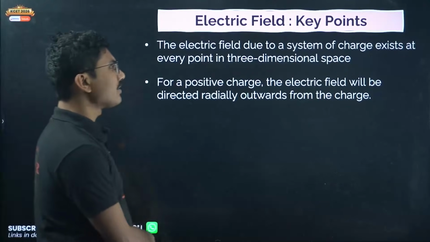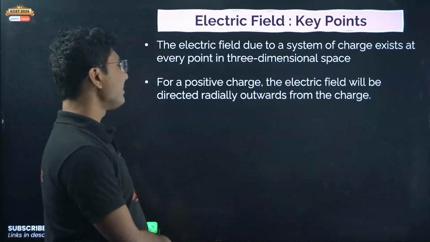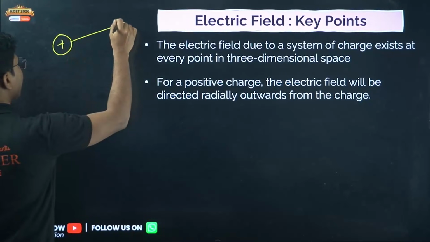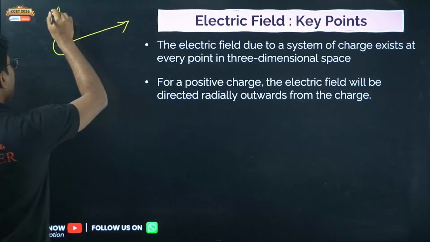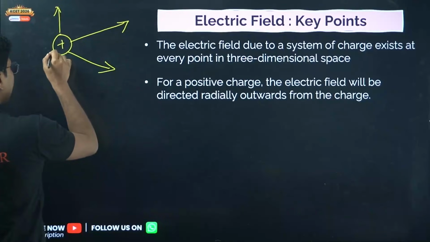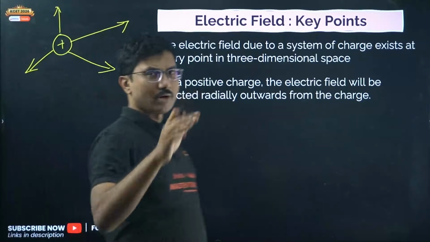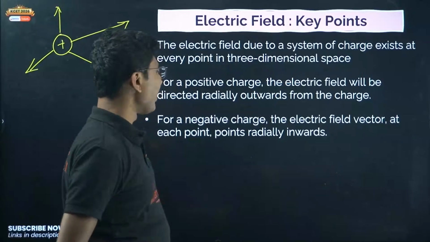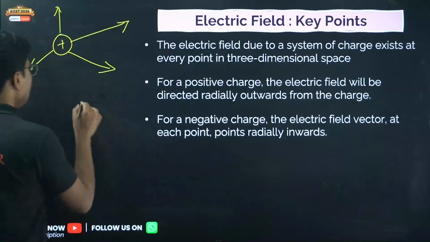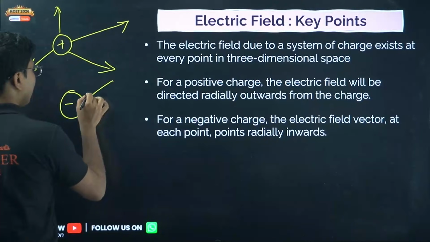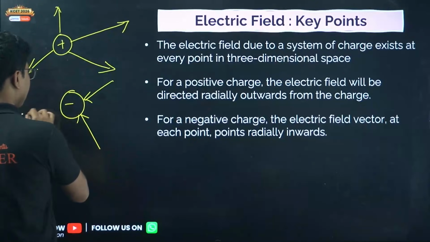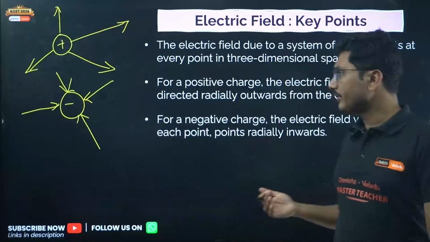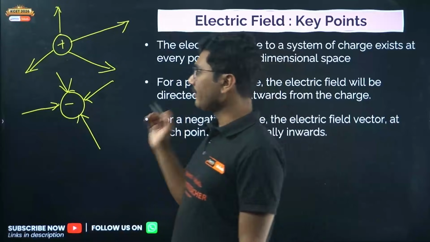For a positive charge, the electric field will be directed radially outward from the charge. These are not the properties, by the way. These are just the points that you have to remember. For a negative charge, the electric field vector at each point points radially inward. So if the charge is negative, the electric field always points in the inward direction, that is towards the negative charge. If the charge is positive, the electric field is outward. If the charge is negative, electric field is inward.